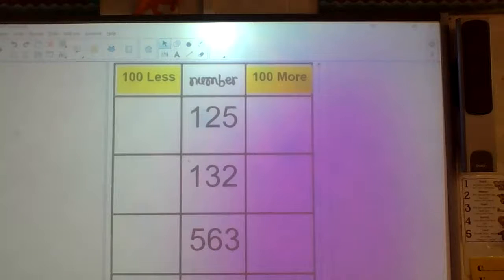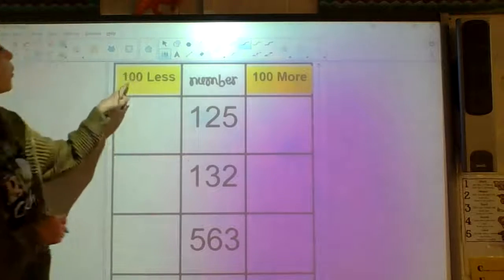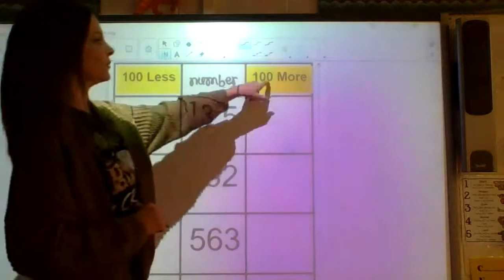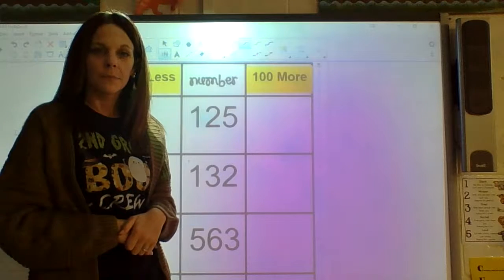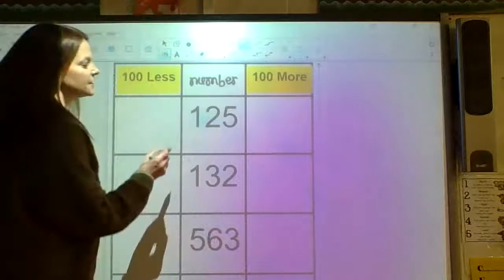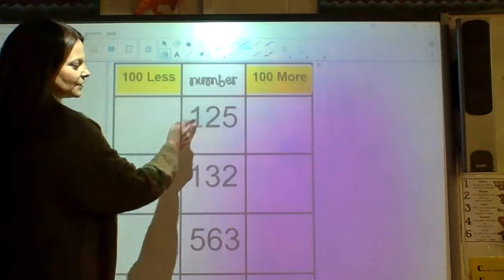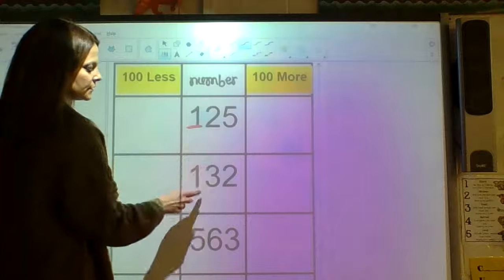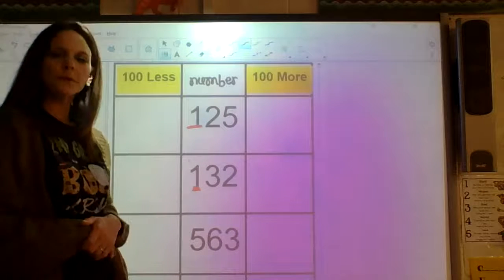Let's give it a try with our hundreds. If we are doing 100 less and 100 more, what place value are we looking in? You're right, our hundreds. So I'm simply going to underline my hundreds place, H-T-O, hundreds. Now, what are we going to do to this?